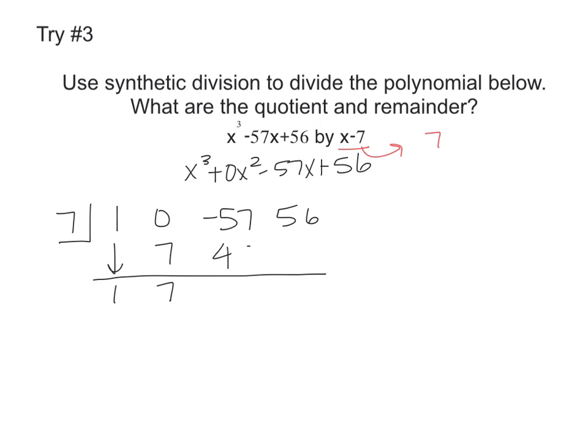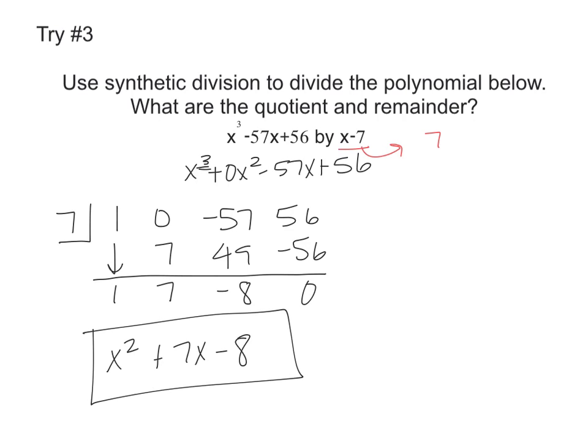7 times 7 is 49. Negative 57 and 49 is -8. 7 times -8 is -56. Add those, you get 0. So this time we don't have a remainder. So remember, if our highest power was x cubed, so now this 1 is going to represent x squared plus 7x minus 8 with no remainder. Okay, and now we're done.